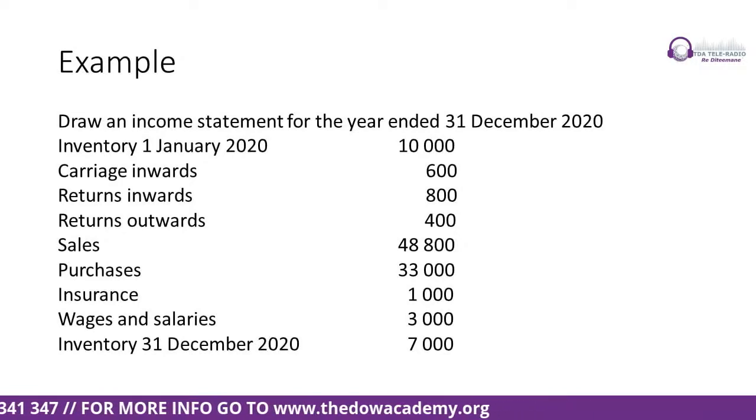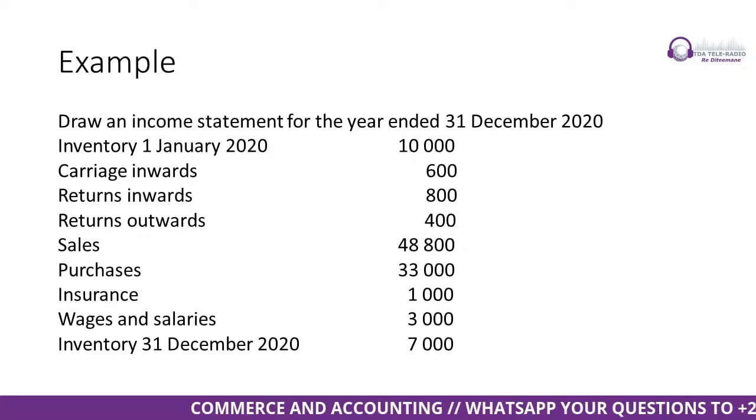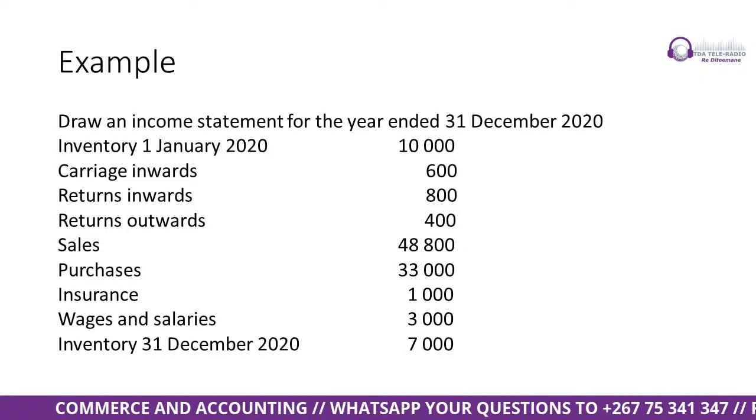The sales, the figure that we get from selling our goods and services, the amount of money that we get from selling our goods and services. Then purchases, what are purchases? These are goods bought for resale. We use them when we are calculating the cost of goods sold. Insurance, the cost of running a business. Wages is also a cost of running a business. Those are expenses then.